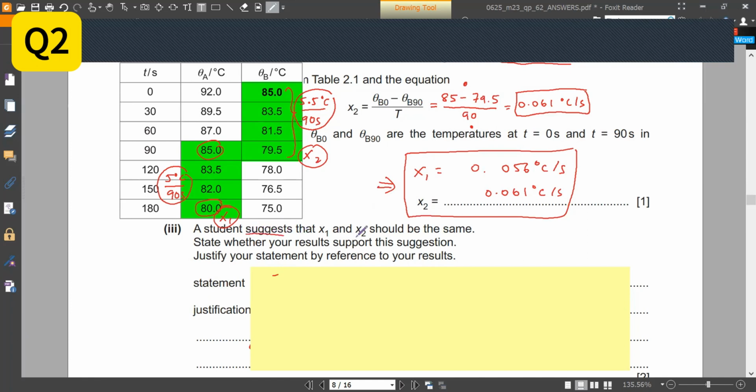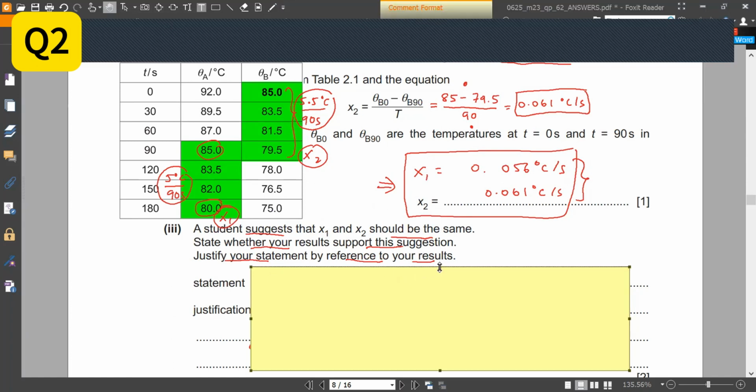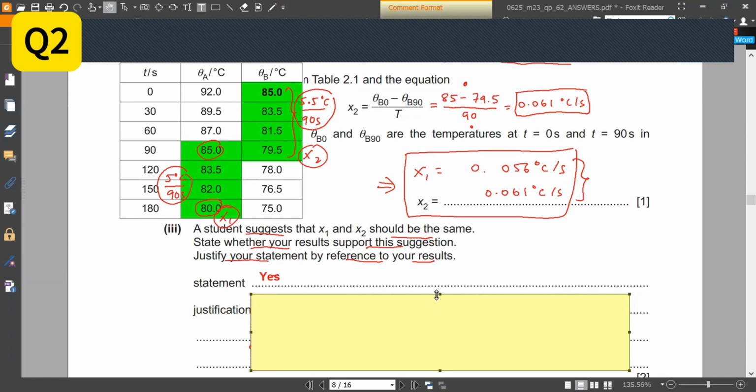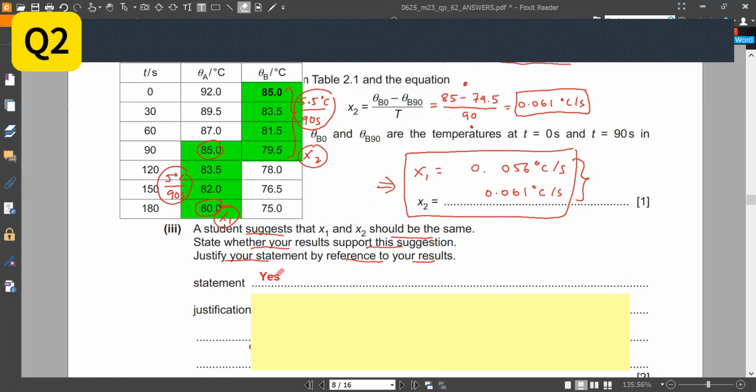A student suggests that X1 and X2 should be the same. State whether your results support this suggestion. Justify your statement by reference to your results. So what can we say here? We can see that they are quite close, so we need to do some calculations to confirm. First, our statement will be yes. We can say that they are quite close. So how do we justify that?